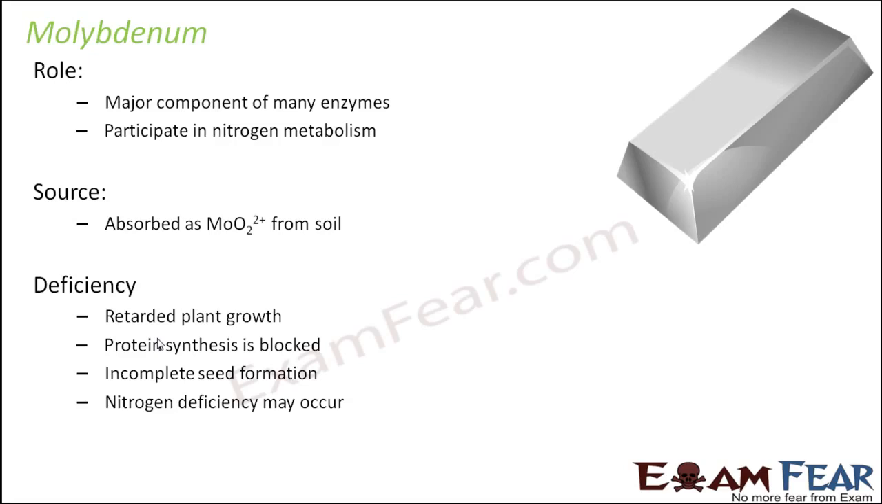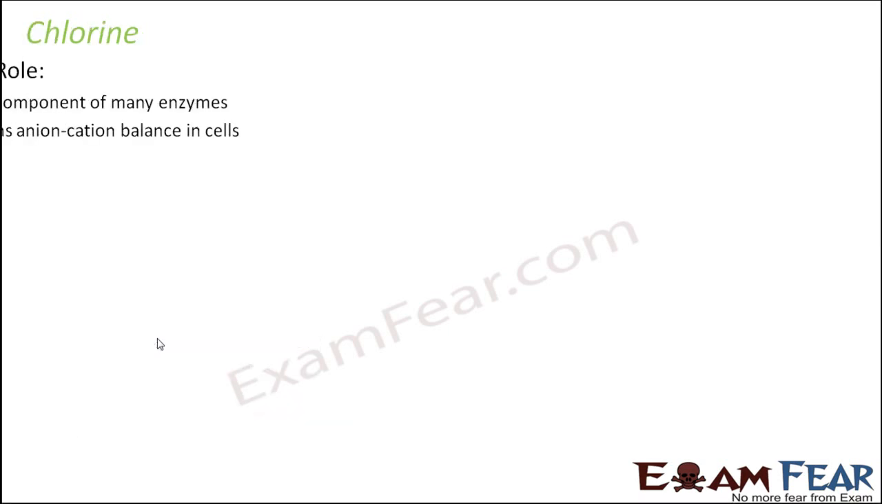Nitrogen deficiency may occur. Why nitrogen deficiency? That is because it plays an important role in nitrogen metabolism. As I said, the enzymes in which these ions are present help to convert nitrate into ammonia. If this molybdenum is not there, that conversion will not happen. So the nitrogen cycle will not be able to complete, and nitrogen deficiency may occur. Pale curled leaves.